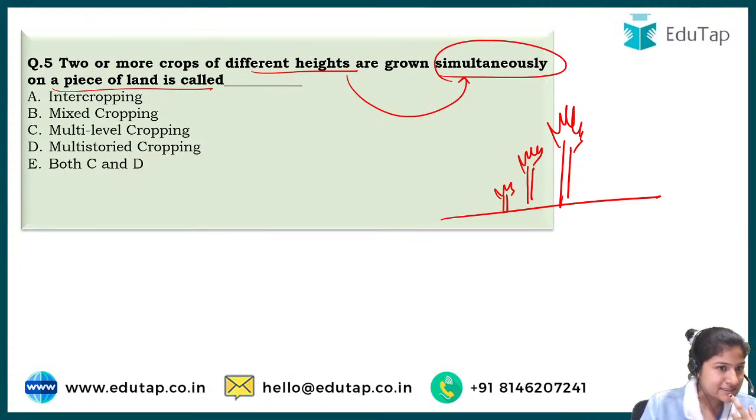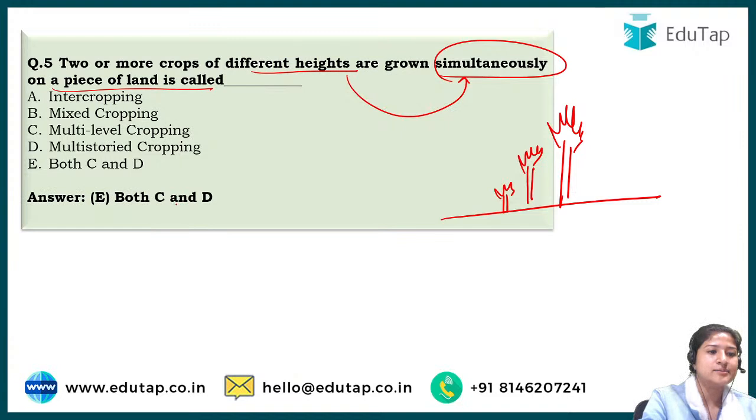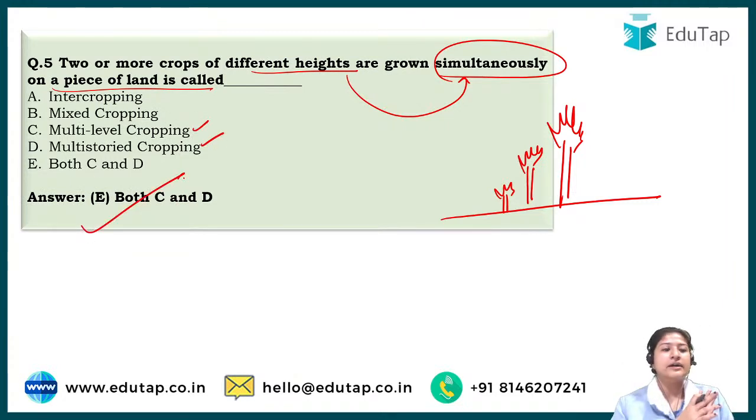Arun says C, that is multi-level, and then Biswanath says D, AM says C and D both, Arun says D, Arun again says D, right? Yeah, so everybody is correct. Yes, the correct answer is C and D, both C and D. That is the correct answer.